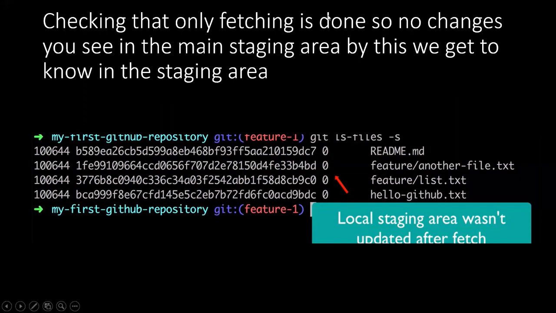So basically you don't have to write those two commands, just write git pull. But firstly, if you only want the branch names and commits stored from GitHub without structuring them, you will use the git fetch command. Checking that only fetching is done, you see no changes in the main staging area.